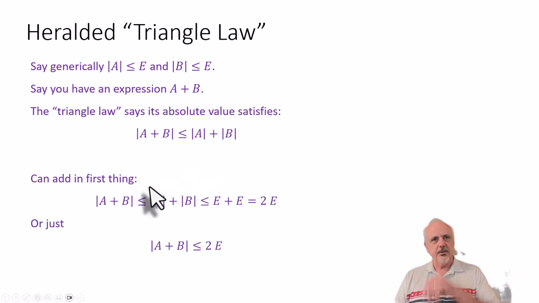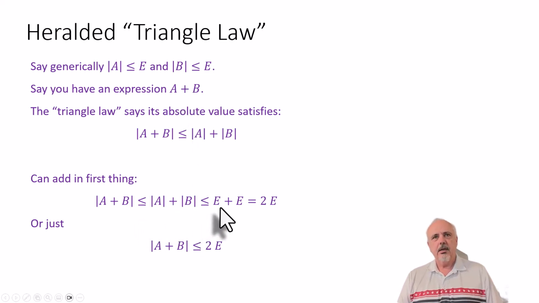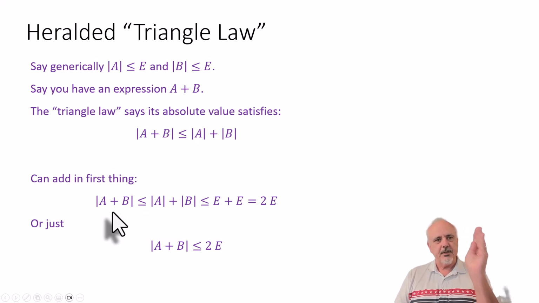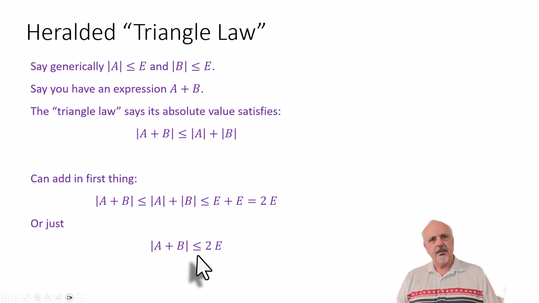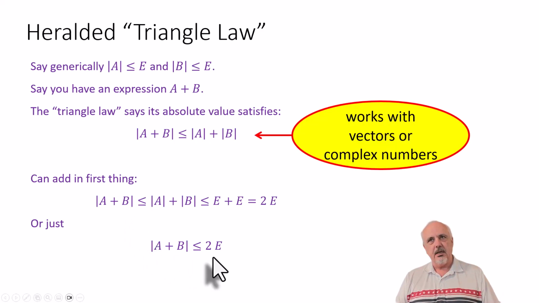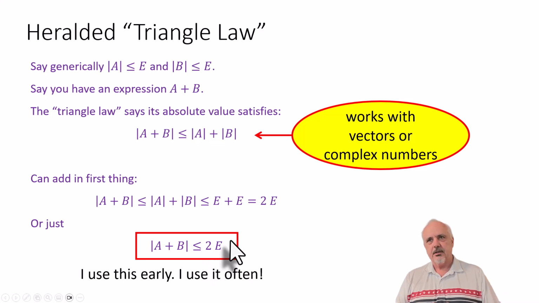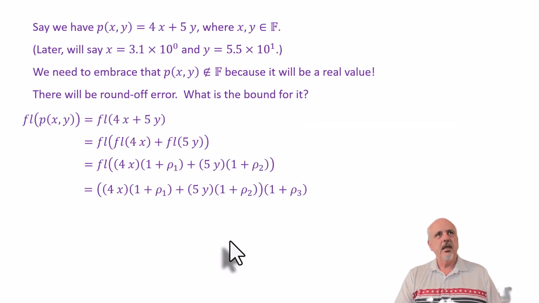So the first thing you can do is bring in these notions of A being less than E and B being less than E. I can do a cascading less than or equal, and then sum it up. So the absolute value of the sum of A and B is less than or equal to 2 times E. This works with vectors or complex numbers. I use this last one often. I'm going to use it here many, many times in the expressions for floating point round off accumulation.